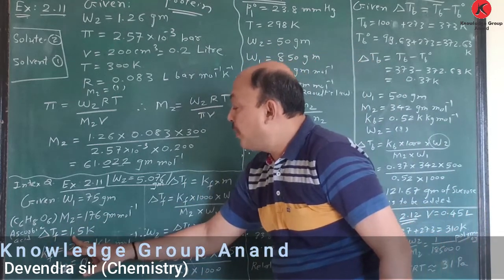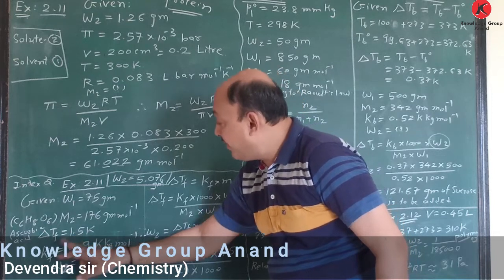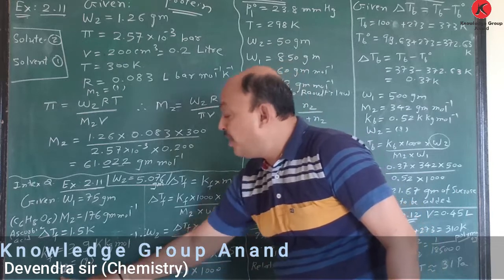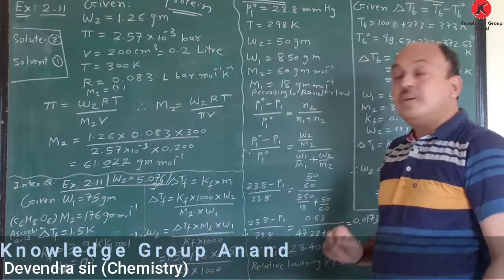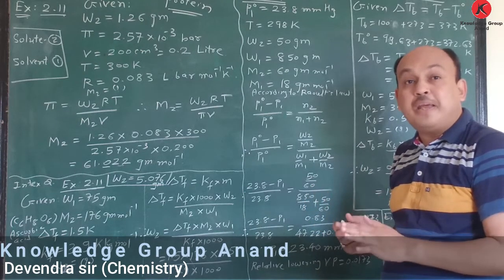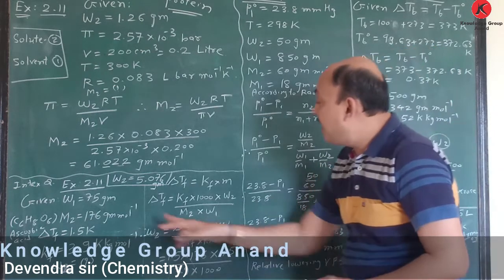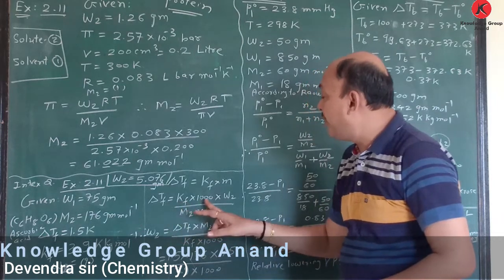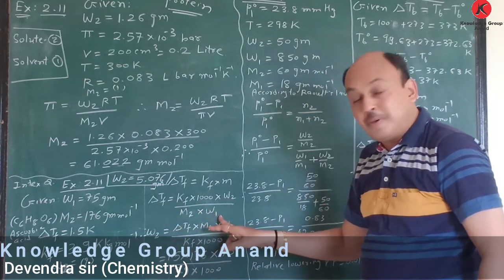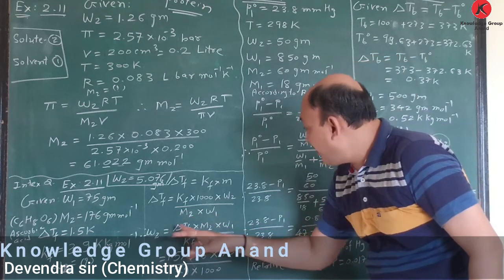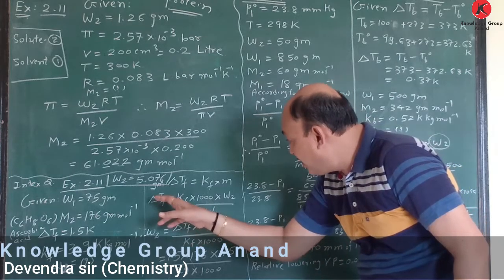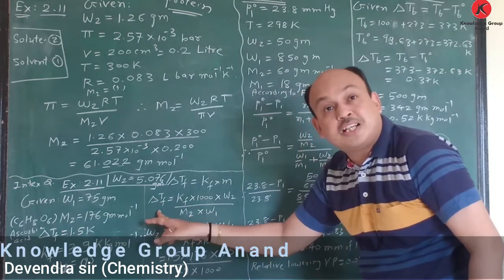Delta TF is equal to 1.5 Kelvin is given. KF is equal to 3.9 Kelvin kilogram per mole, and W is the question mark. So here you remember only one formula: delta TF is equal to KF into m. m stands for molality. So delta TF is equal to KF into 1000 into W2 divided by M2 into W1. So W2 comes at this position, M2 into W1 comes at this position, and KF into 1000 at this position.